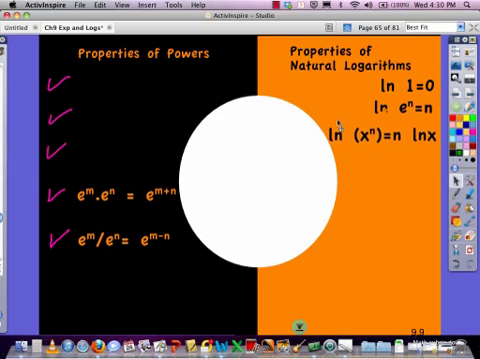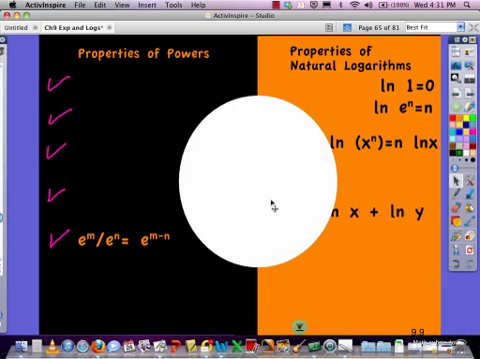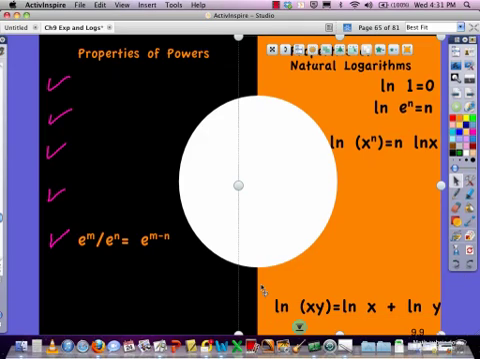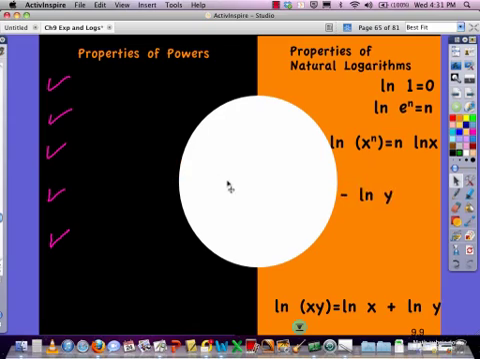I think I can fit that one up there also. The ln of x to the n equals, this is the one where you have the multiplier out front. If you have a power in your natural log, it becomes a multiplier out front of the ln. The last two are rules for multiplying and dividing. These are fairly long. So if I multiply with a single log, I will add with 2. If I add with 2, I will multiply as 1. And same thing with division. If I divide with 1, I will subtract with 2. If I subtract with 2, I will divide with 1.